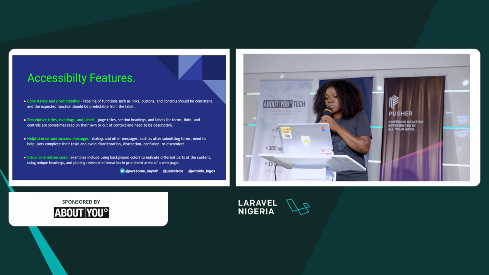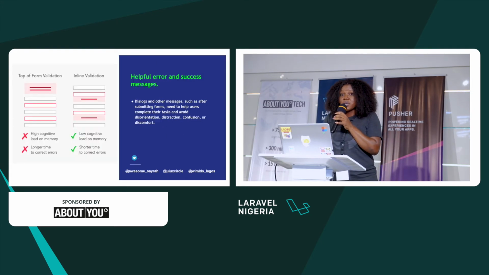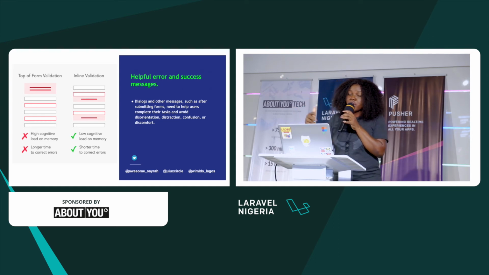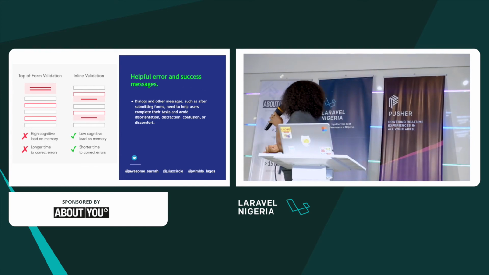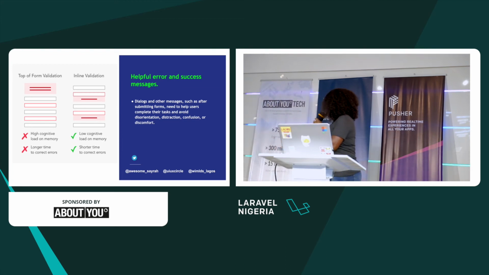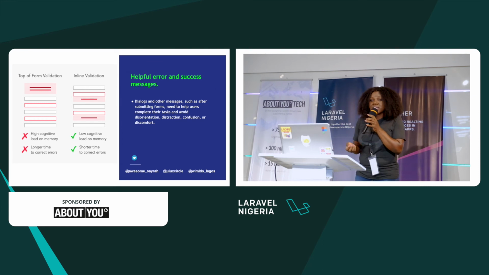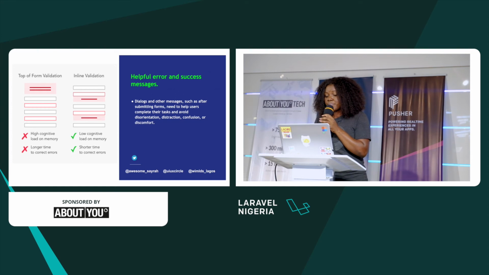Visual orientation clues, background colors to indicate different parts of the content. So this is an example of good or bad form validation, or throwing errors to your user if they are filling a particular input field and what they are putting is not correct. So dialogues and other messages such as submitting forms are very key areas for us to consider when building web apps.